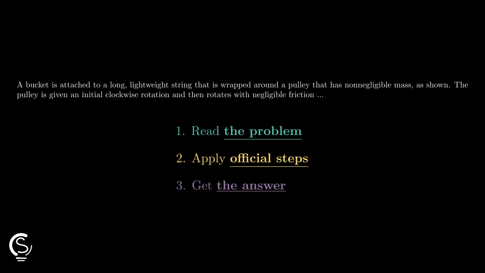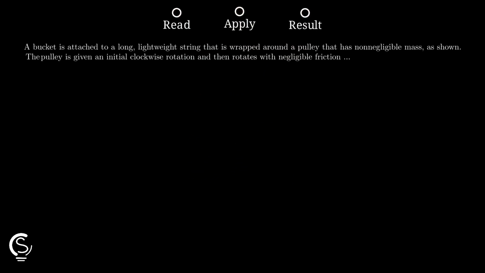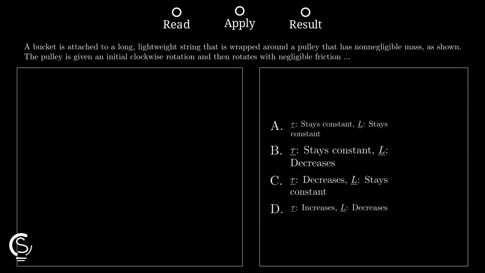Angular momentum and torque can be tricky when a pulley rotates. Let's solve this physics problem quickly by looking at the forces and rotation direction. First, identify that the string pulls down on the pulley, creating a counterclockwise torque. Since the pulley rotates clockwise, this torque acts against the motion and increases as the bucket accelerates.